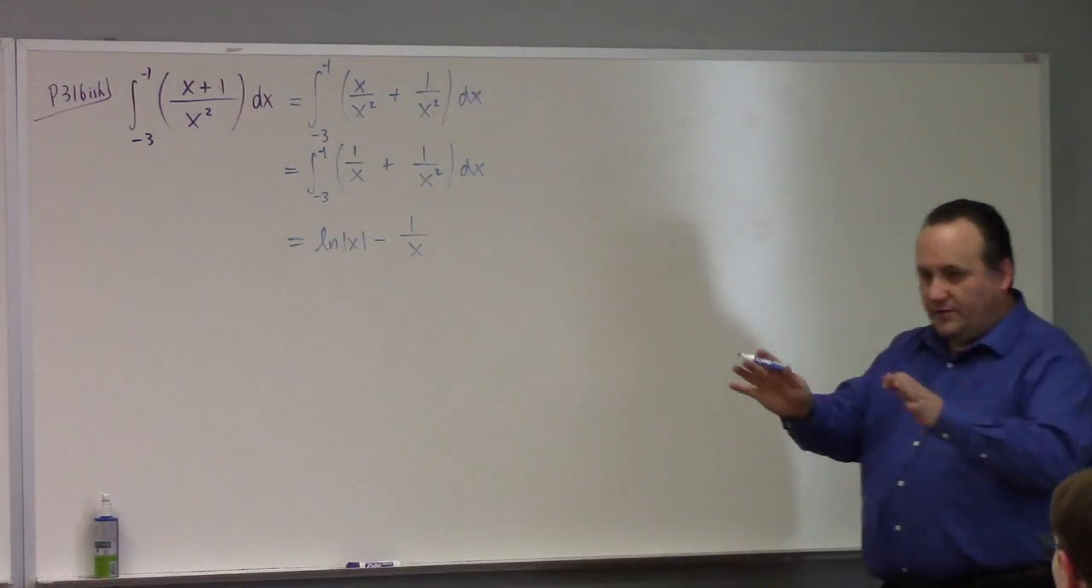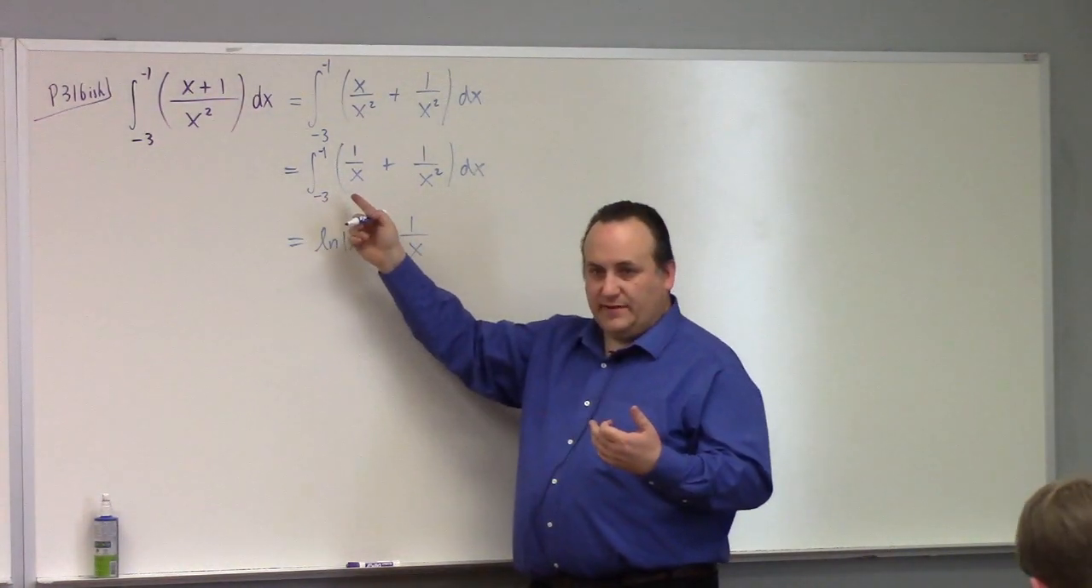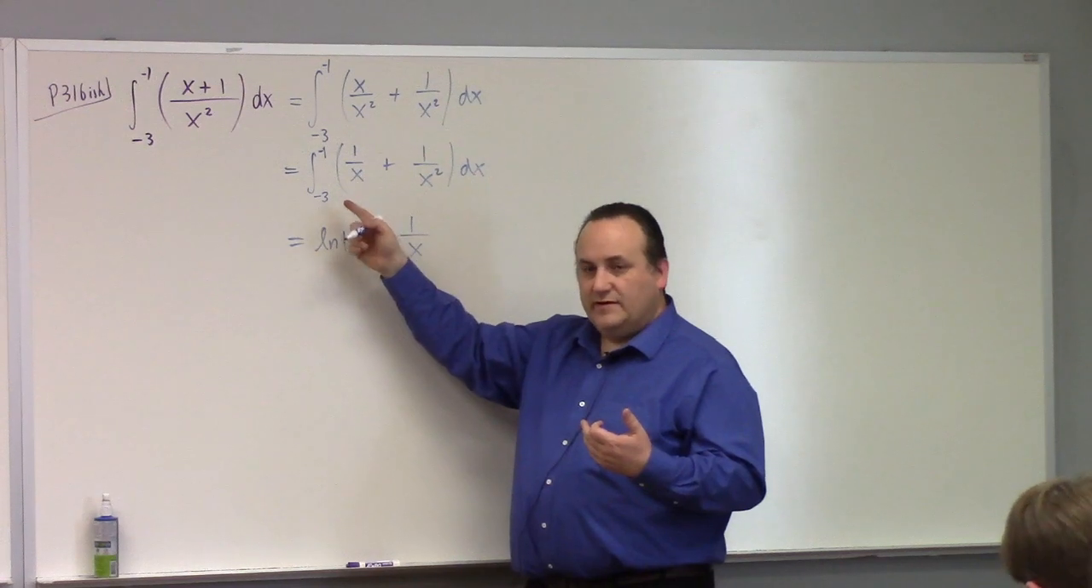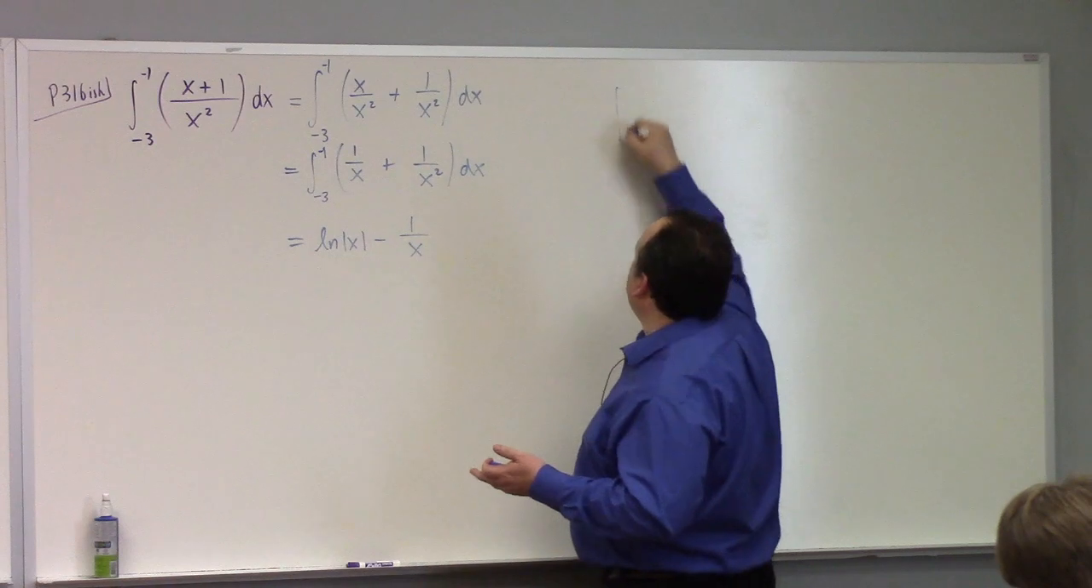Now, you guys might not know that yet, but you need to learn it, right? We talked about this at length last week, right? The antiderivative of 1 over x is natural log of the absolute value. We talked about that. Let's talk about the x squared.